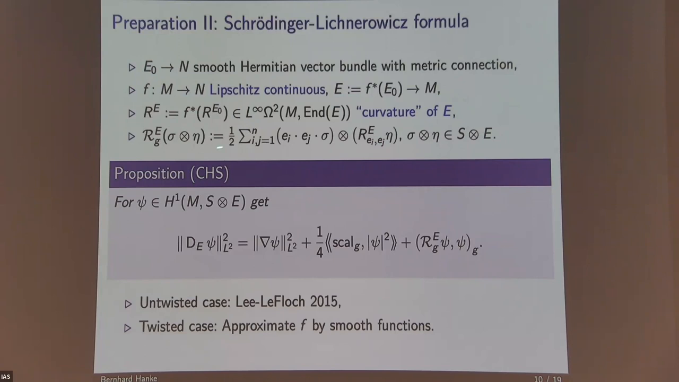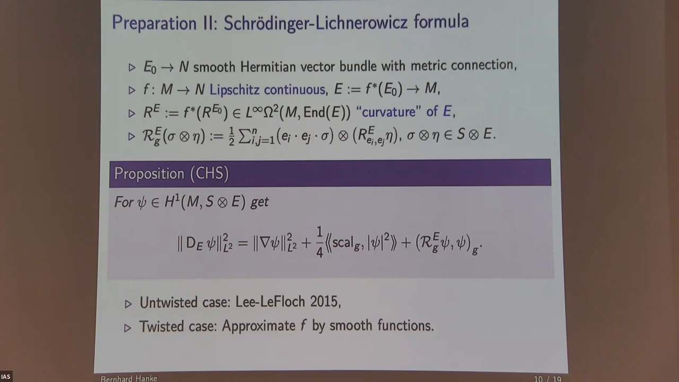And okay, so here we define a specific curvature operator, an endomorphism valued section for the bundle S tensor E. I write this down here because this is what appears in the Lichnerowicz formula. And the Lichnerowicz formula says that if you have an H1 section in your twisted spinor bundle, and you apply the Dirac operator from the previous slide to it, then we can take the L2 norm squared. And this can be computed as written on the right-hand side.